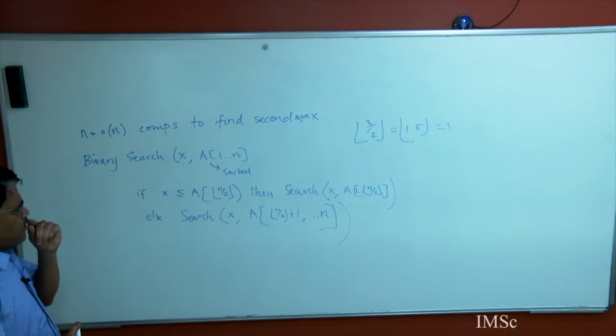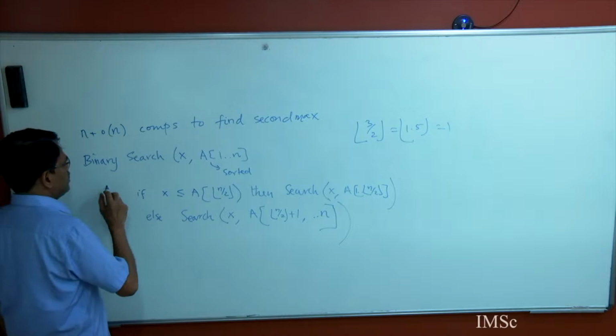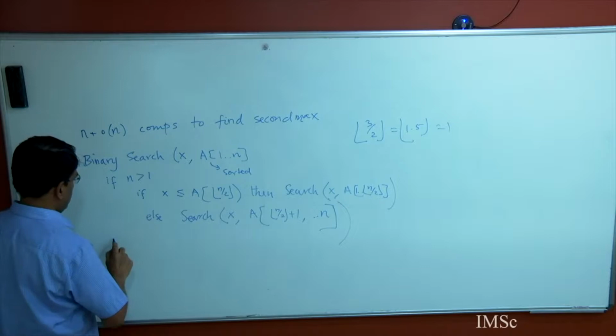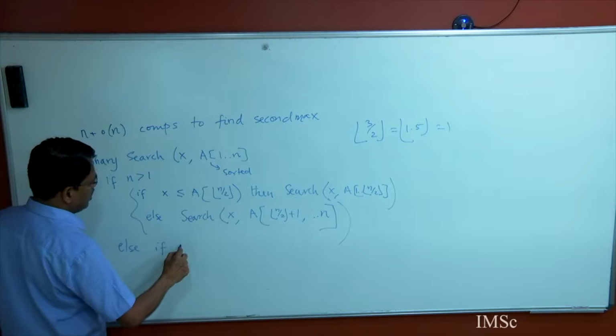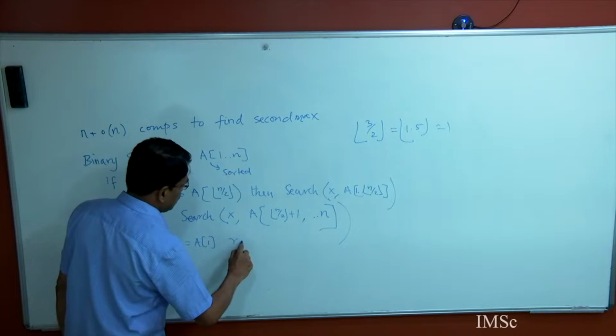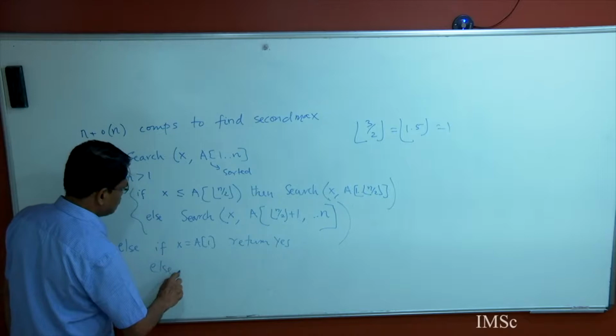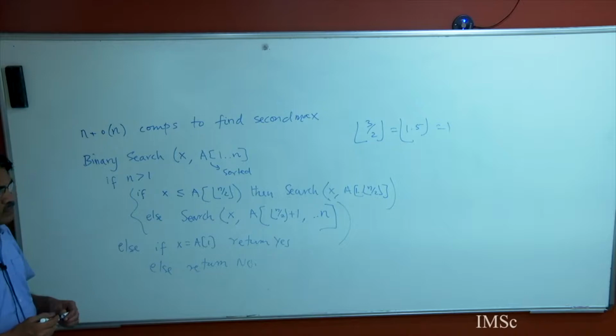What if n is 1, what will it do? Well, maybe I would write here: if n is greater than 1, I'm going to do this. Else, when will else apply? When n is 1. If x is equal to a1, return yes. Else return no. Right, this n keeps changing anyway.